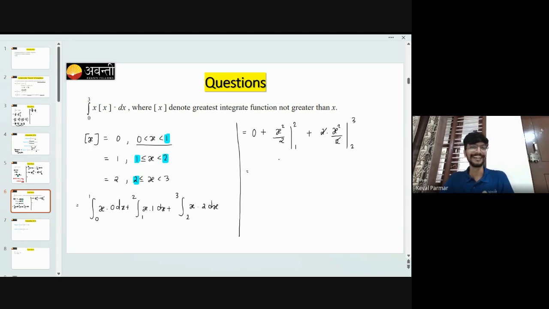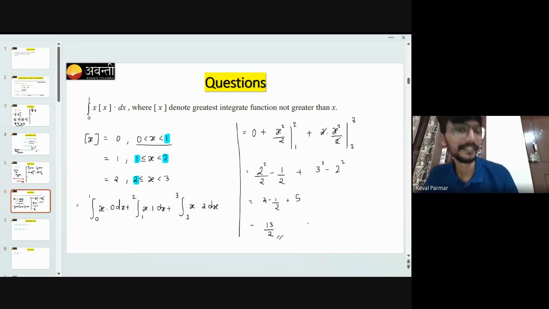So again, I'll do this calculation. This looks easy, right? So I'll get 2 square by 2 minus 1 by 2, plus 3 square minus 2 square. So this is 2 minus 1 by 2 plus 9 minus 4, which is 5. So 5 plus 2 is 7, minus 1 by 2, it is 13 by 2. I hope it is correct. So my final answer is 13 by 2.